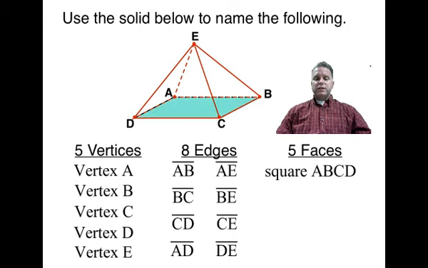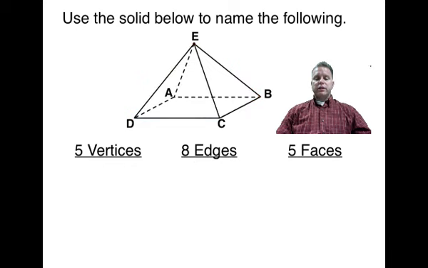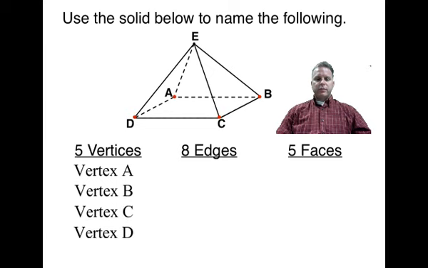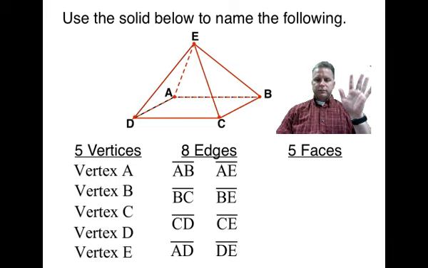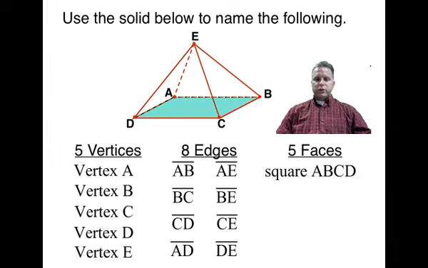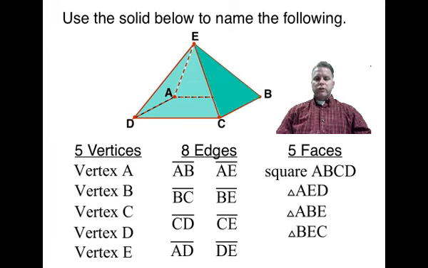Finally we have our faces: the square, this face, and that base. So we have the square ABCD, the triangle AED, the triangle AEB, and the triangle BEC, finally the front triangle DEC.